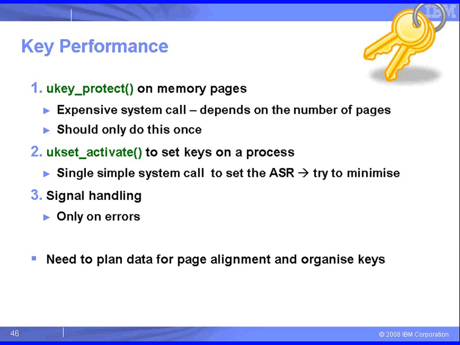The activate is a simple system call, so that should be fairly quick. But you shouldn't be doing that thousands and thousands of times, only as you start a particular module perhaps, and then when you come back you'll reset the keys. And finally, signal handling, of course, depends on what you're doing in your signal handler, but one hopes that we're not calling signal handlers thousands and thousands of times. We should be removing these errors and eliminating them completely, so that shouldn't cause a performance issue.